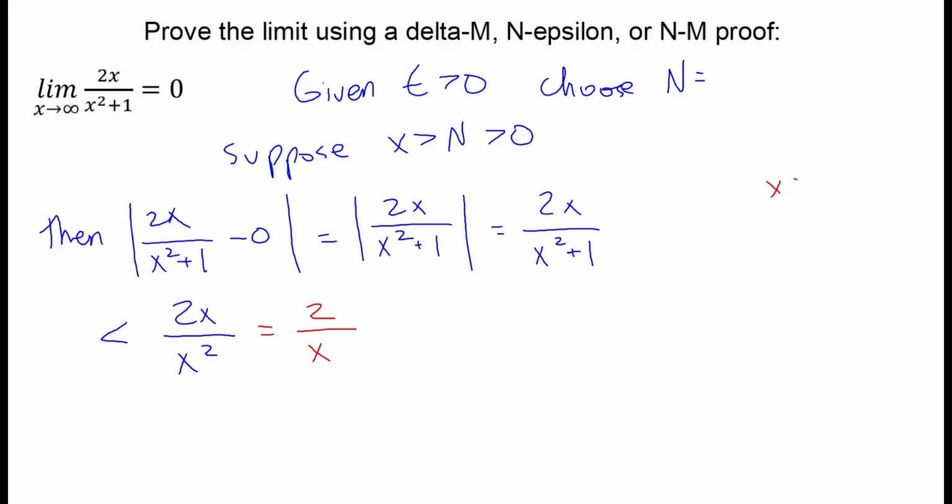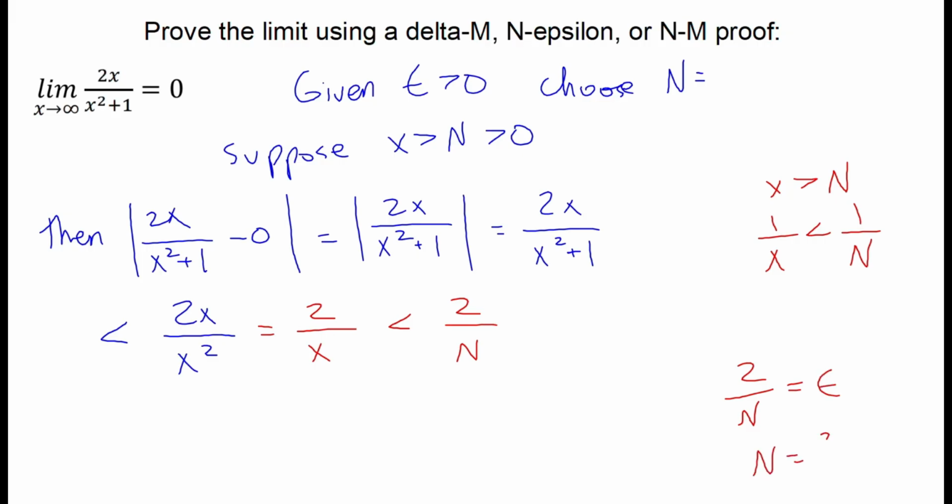And if x is greater than n, then 1 over x is less than 1 over n, which means that 2 over x is less than 2 over n. And if 2 over x is less than 2 over n, then that means we're done. All we have to do is say that 2 over n is equal to our epsilon, which means that n is equal to 2 over epsilon. So our choice for n is 2 over epsilon.